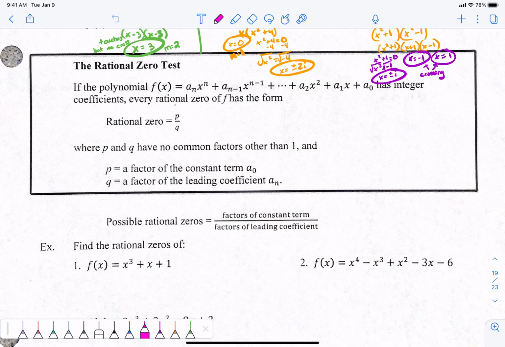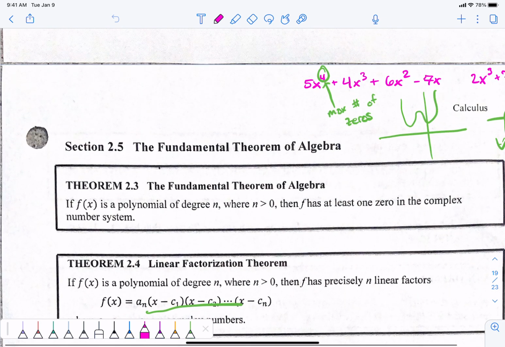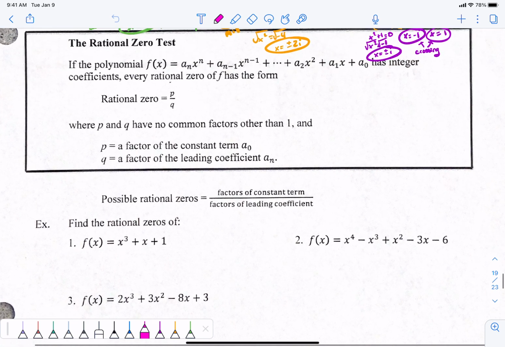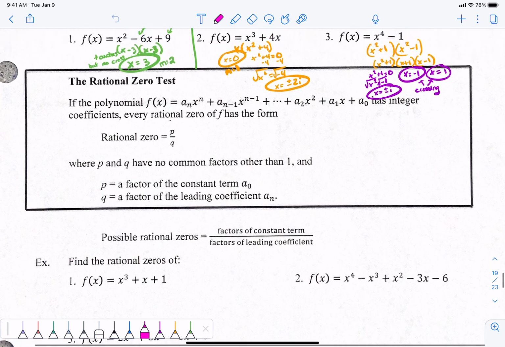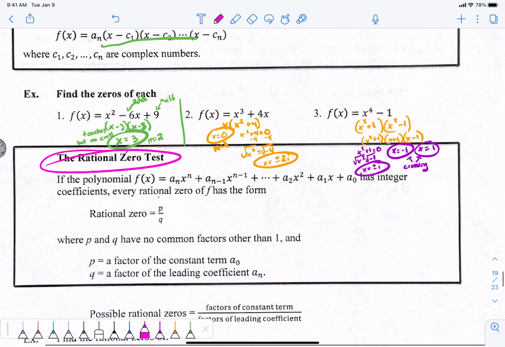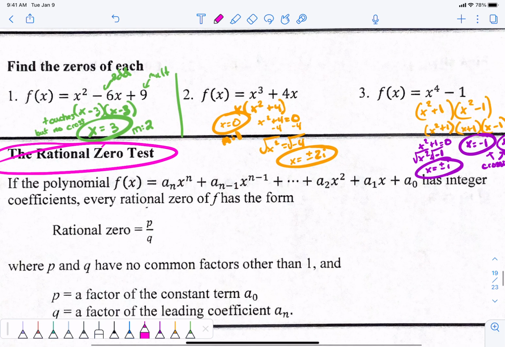Hey, Allie. We are in the middle of the first page of 2.5, and we are going into the bottom three examples. So here we go. This thing is called the rational zero test. Before we talk about that, let's look at these three examples that we did before when we were trying to find the zeros. Okay, so trying to find the zeros, we can factor them down.